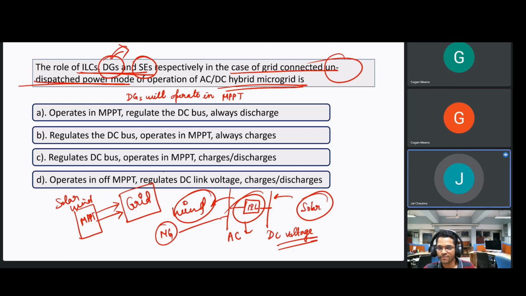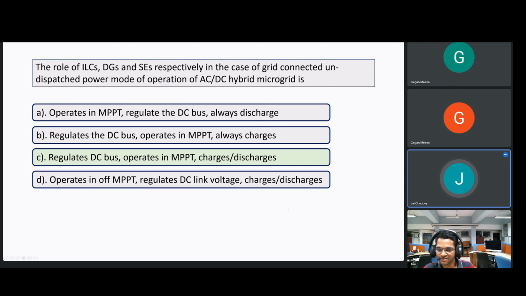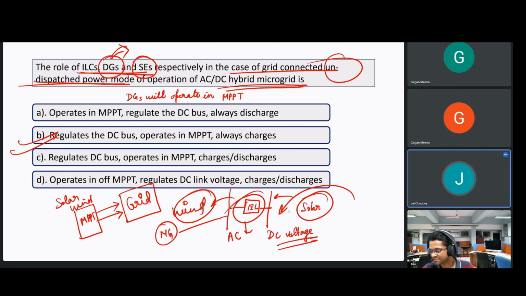Option B should be there. So storage can charge, and the ILC will regulate the DC voltage. In option 2, everything is the same. Only this last option is different. Charging and discharging, both will take place. Yes, both are possible.